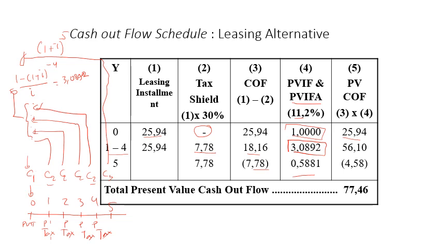So the sum of all the discounted cash outflows will be 77.46. Again, if it is compared to the loan alternative, it will be smaller than the loan alternative, right? The loan alternative is 77.92. Okay, now we go next.